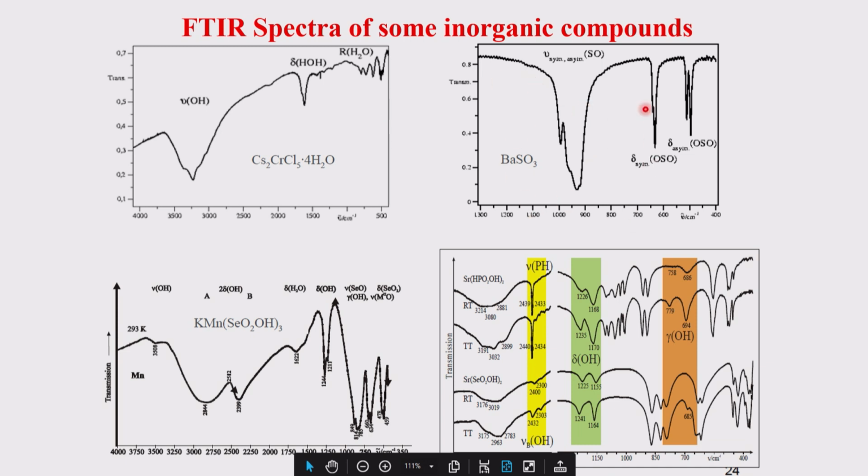So barium sulfate, SO, both symmetric and asymmetric. Asymmetric will come at higher energy, symmetric at lower energy. Then OSO, that is the bending kind of thing, and symmetric, asymmetric you can see. So fully that sulfide you can make out. Similarly sulfates also one can make out, etc.